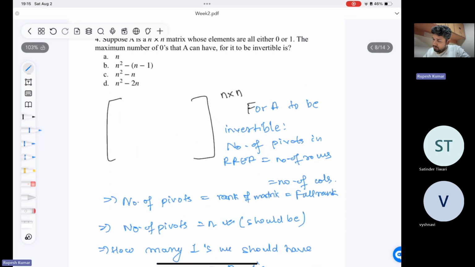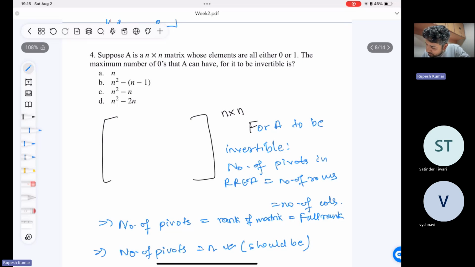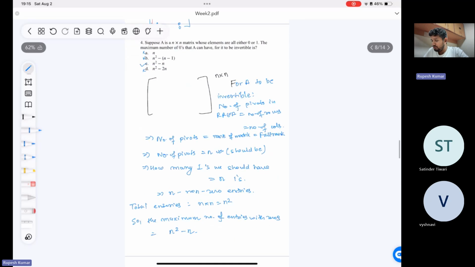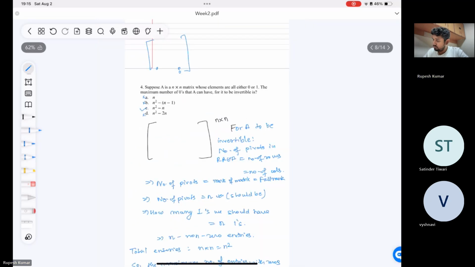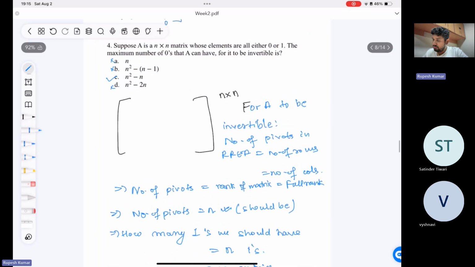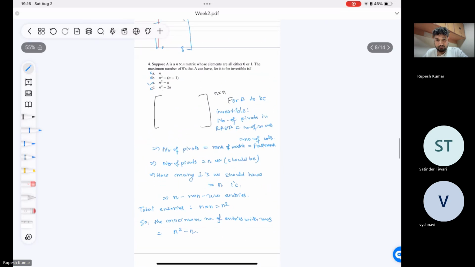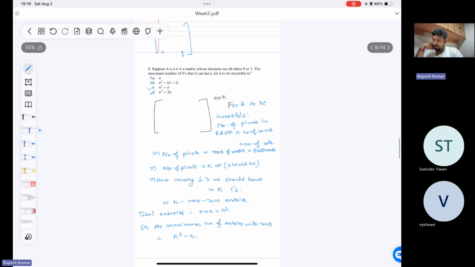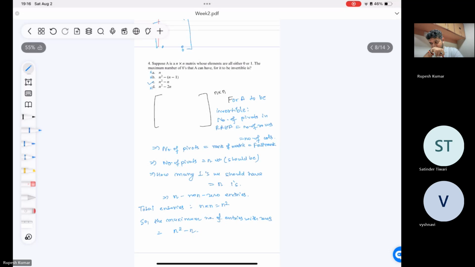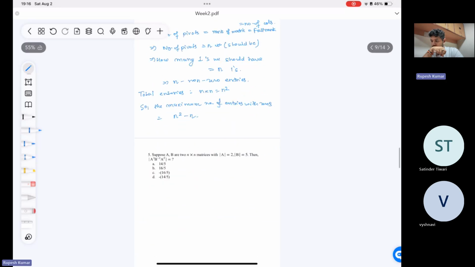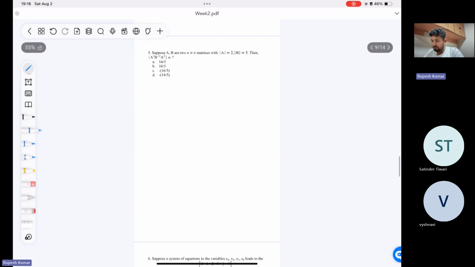So what is the correct option here? Option n square minus n, which is option C, is correct, right? All others are wrong. Anyone, do you have any doubts on this? Satinder, Vaishnavi, do you have any doubts on this? Great. Vaishnavi, do you have any doubts? Please type, or we can move to the next question. Okay, I am believing that you have no doubts. So let's move on to the next question.